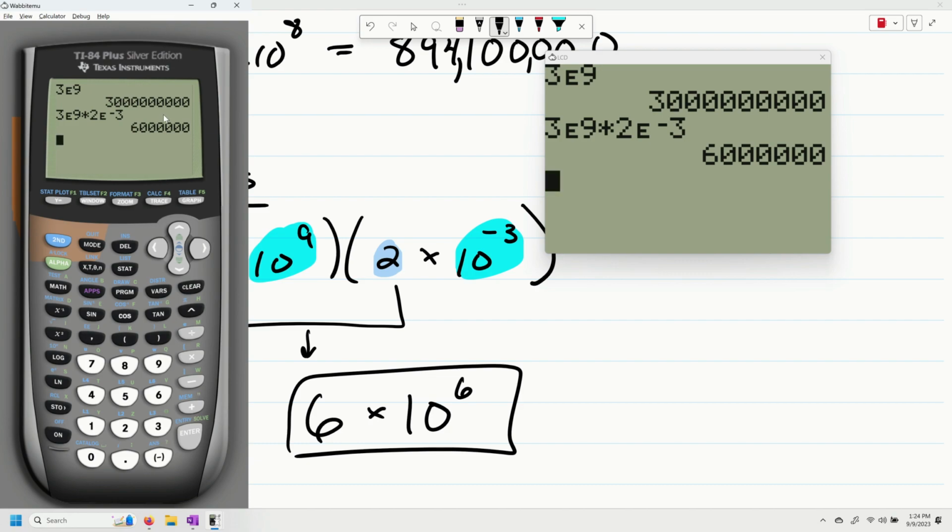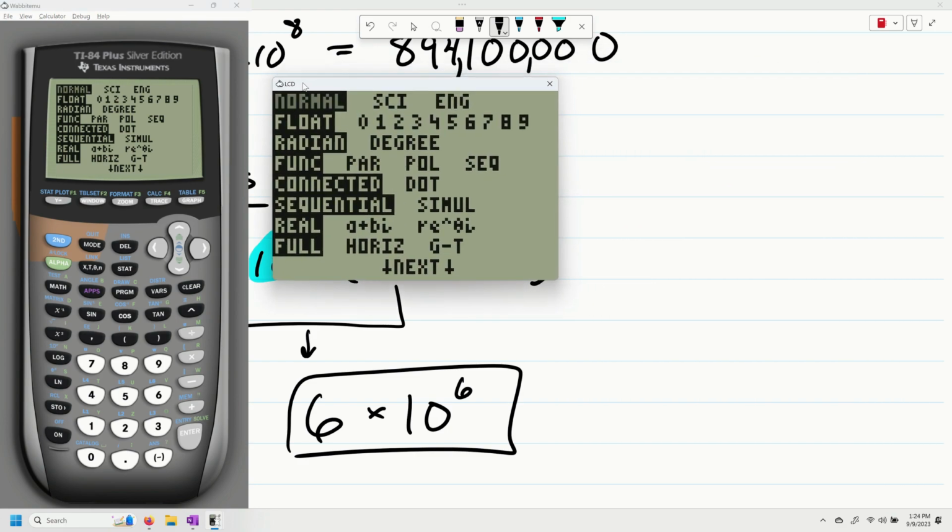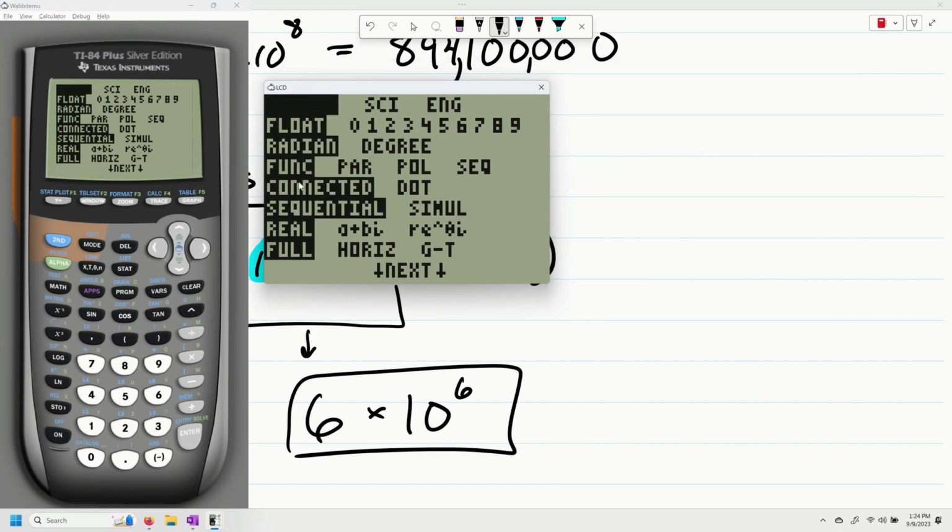Now, there is a button on your calculator. It's the mode button. It's in the second column, top button, where if you click on mode, let me move my LCD screen over, you can actually tell your calculator, hey, go into scientific notation. And how do we do that? Across the first row right now, normal is blinking. If I move it over to the right one, now it's in scientific notation. So I move it over one and hit enter. Now SCI is blinking.